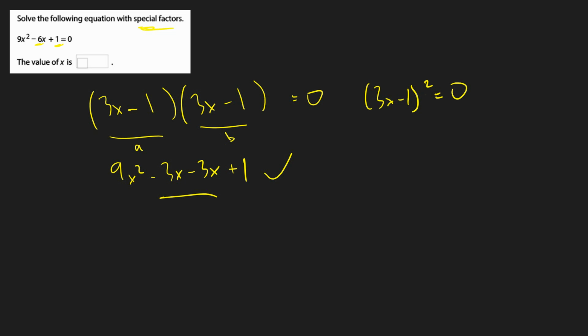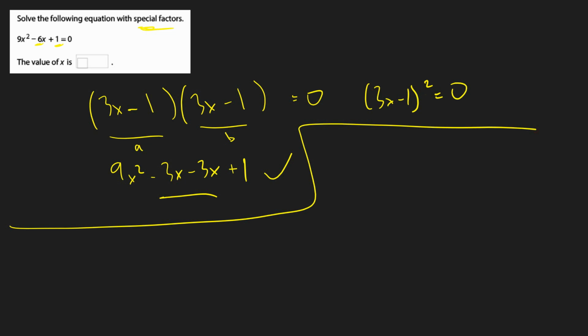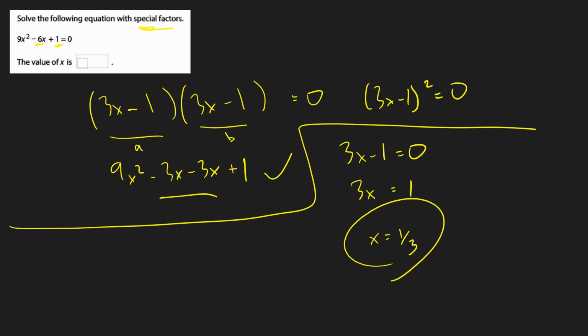Now this one actually says to solve it, right? So I'm going to have to take it a little bit further. I'm going to set each of these factors, which are the same factor, so I only have to do it once, equal to 0. So I'm going to write 3x minus 1 equals 0. Normally I'd write the other factor equals 0 as well, but again, same thing, so I don't have to. Add 1 to both sides, and I get 3x equals positive 1, and then divide both sides by 3, so x equals 1/3. That's it. That's the value of x.